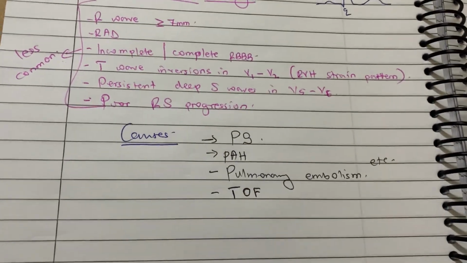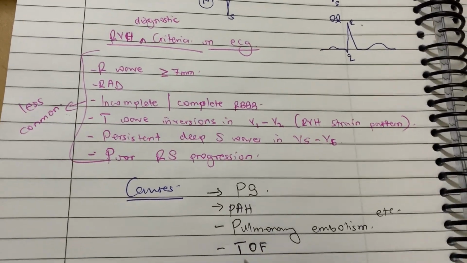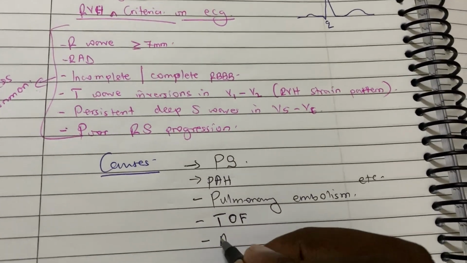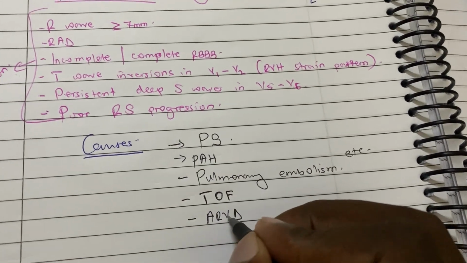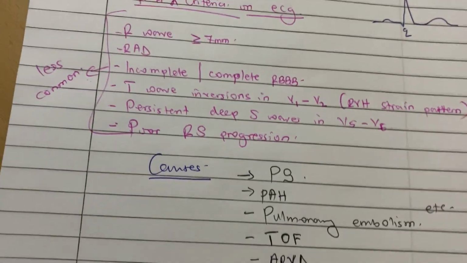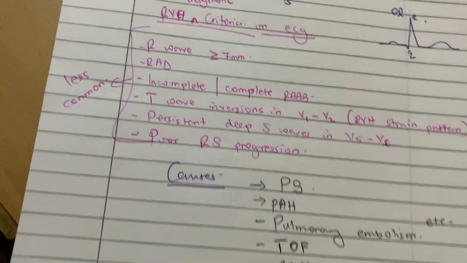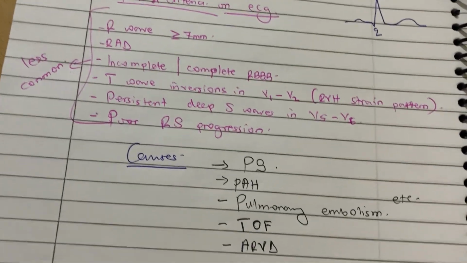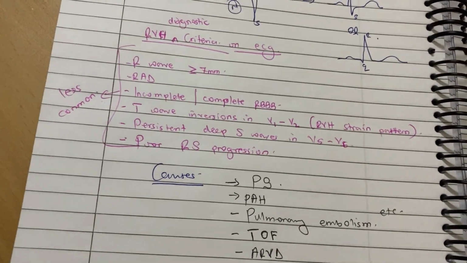And then arrhythmogenic right ventricular dysplasia. Yes, arrhythmogenic right ventricular dysplasia. But yeah, it is not common, but if you find it, it is worth noting because it can alter the management of the patient.